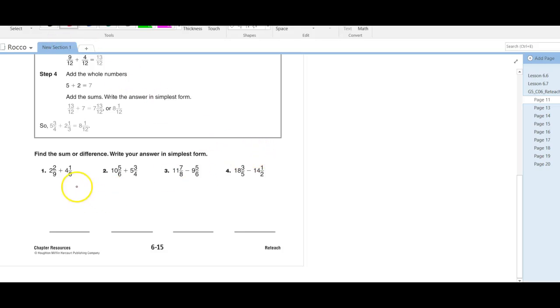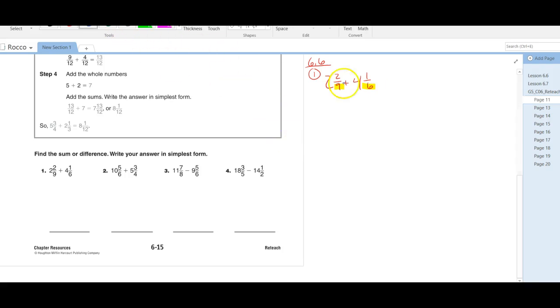Okay, so today we're going to review adding and subtracting mixed numbers with unlike denominators in section 6.6, and in 6.7 where we have to change the whole fraction. So number one here, just to review, this is section 6.6. I have 2 and 2/9 plus 4 and 1/6. Now notice right away, the denominators of the fractions are different.